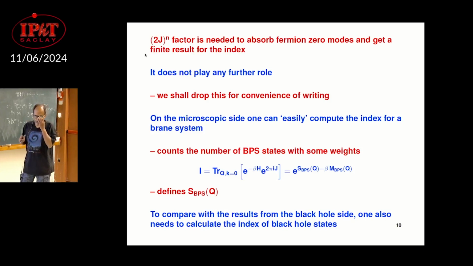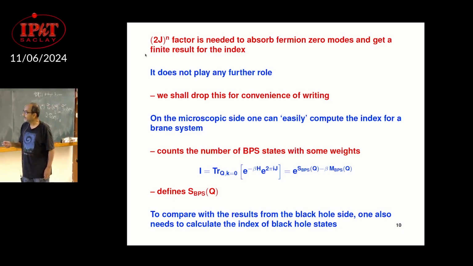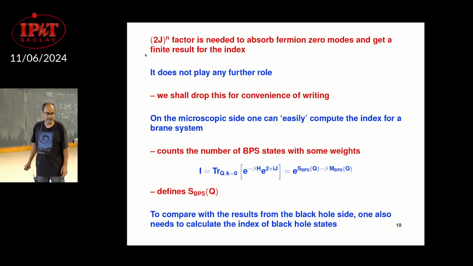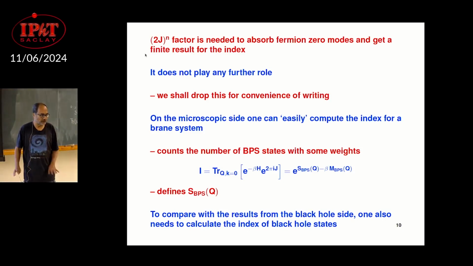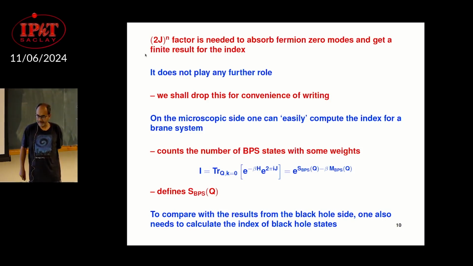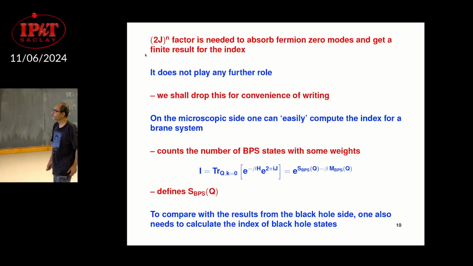So just to simplify our writing, we'll just drop this from our formulae. We'll not write it explicitly, but it should be kept in mind that this (2J) to the n is there in every trace that we'll ever encounter, and all it does is soak up the appropriate fermion zero modes in the trace.